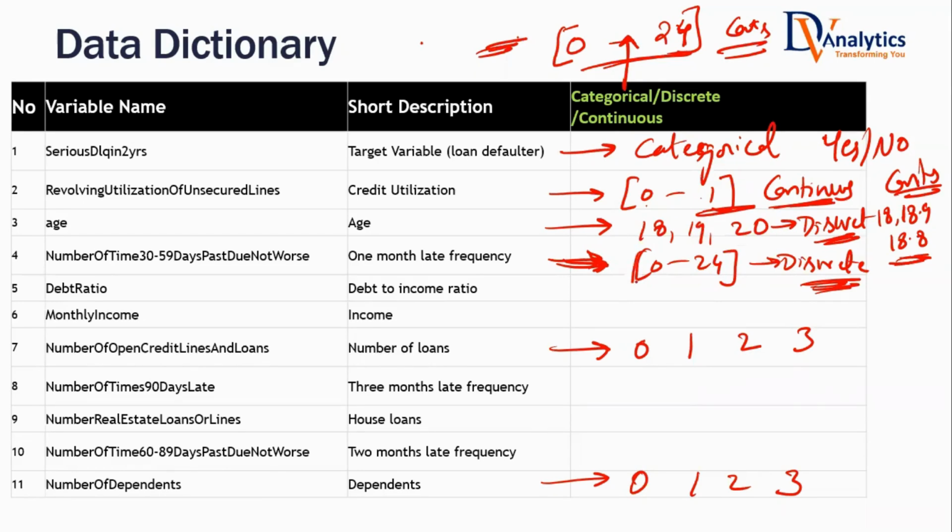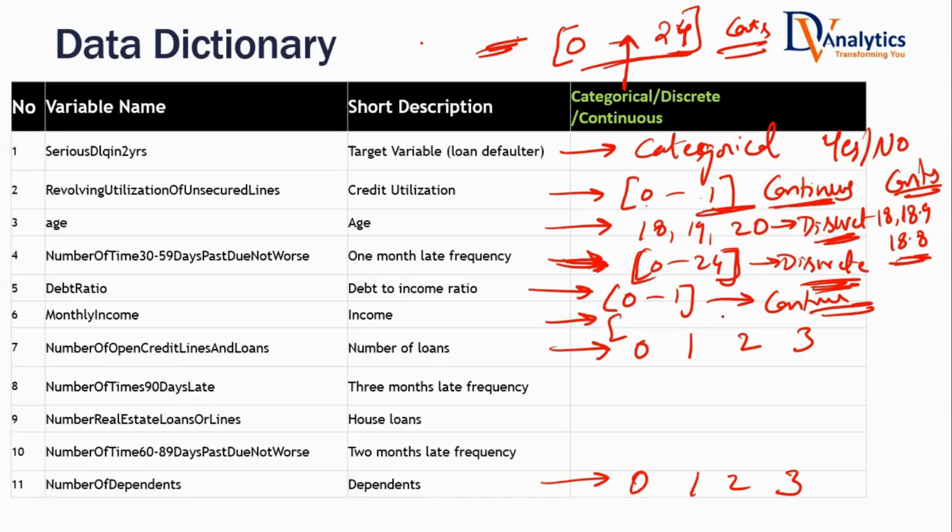Once again, is it strictly discrete or not? Debt ratio. This is continuous. Why are you calling it continuous once again? Because it can take all the values between, all the values in the range. Perfect. Monthly income.